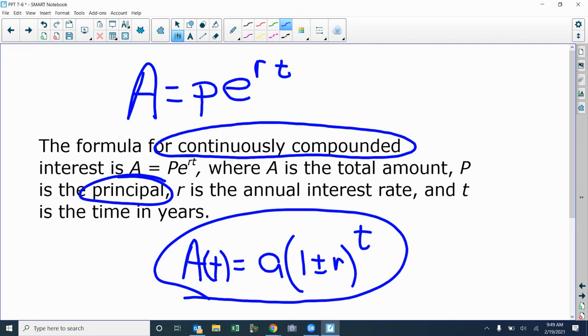Grab your calculators, let's just do 2 of these and then we're going to call it a day. Is that fair, everybody? I would definitely remember P-E-R-T.